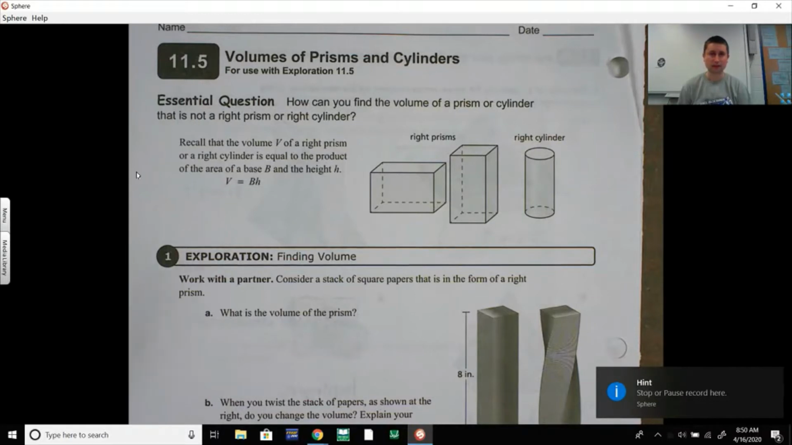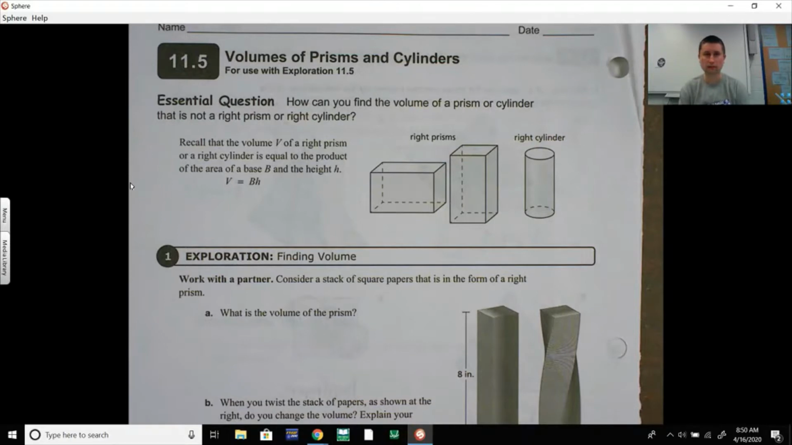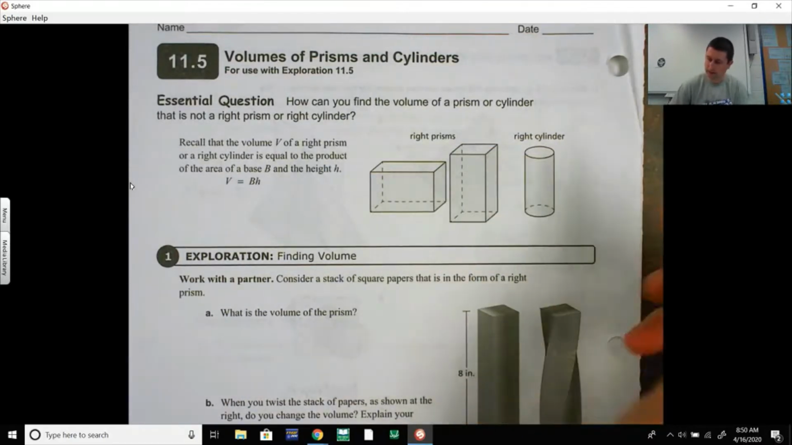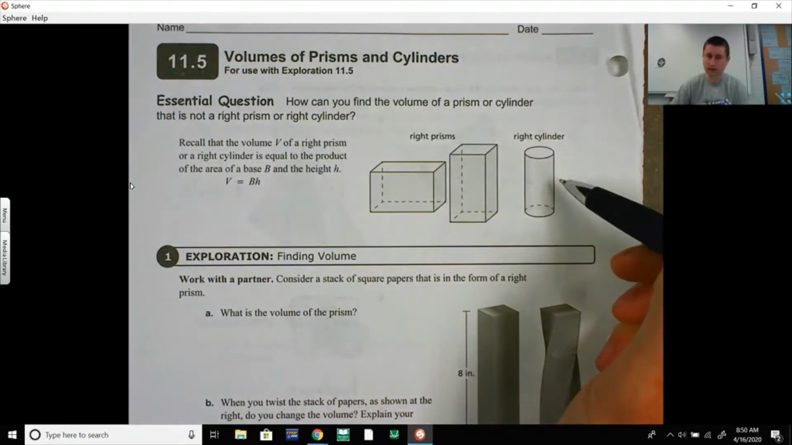Hello, geometry. This is 11.5, volumes of prisms and cylinders. So remember, prisms have a top and a bottom. So there's no pyramids with this one. We'll get that in the next lesson. Prisms and cylinders are similar in that you have a top and a bottom, and then you have either 4 sides or 5 sides or a surface going around it.